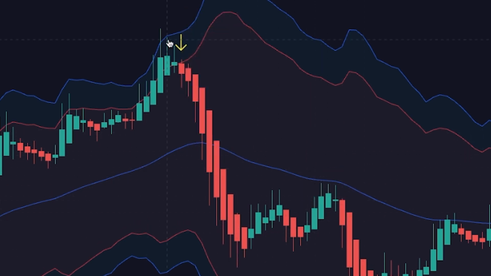However, our entry shouldn't be based solely on these two rules. When we see a candle close near the upper channel line, blue in this case, and then look for entry with the first red candle crossing the red channel.